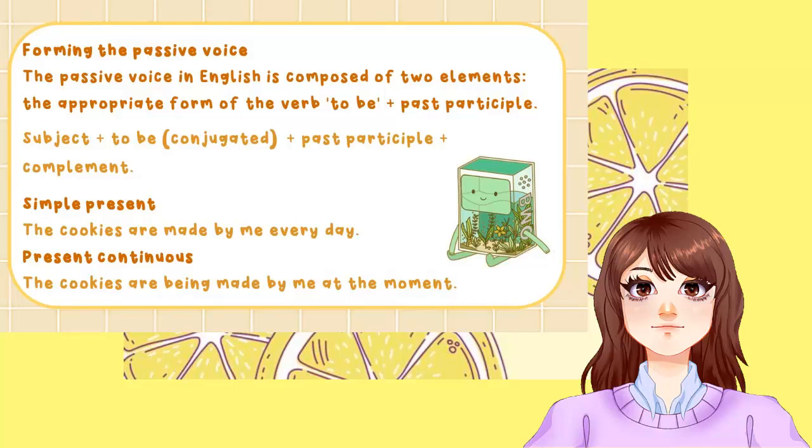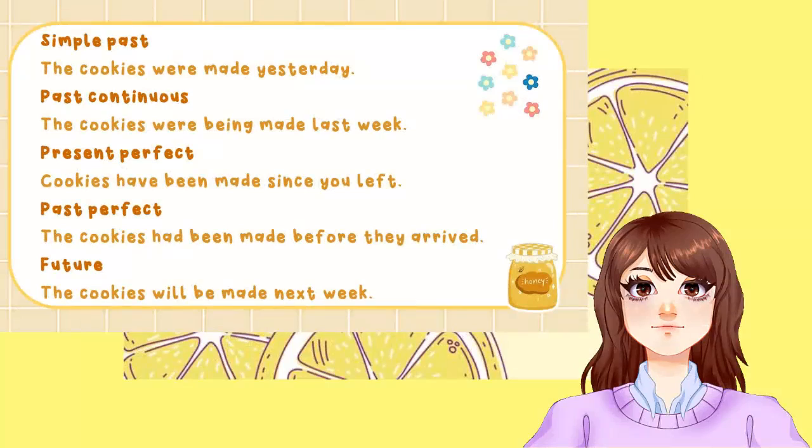In the present continuous, the cookies are being made by me at the moment. In the simple past, the cookies were made yesterday. The past continuous, the cookies were being made last week. In the present perfect, the cookies have been made since you left. The past perfect, the cookies had been made before they arrived. The future, the cookies will be made next week.